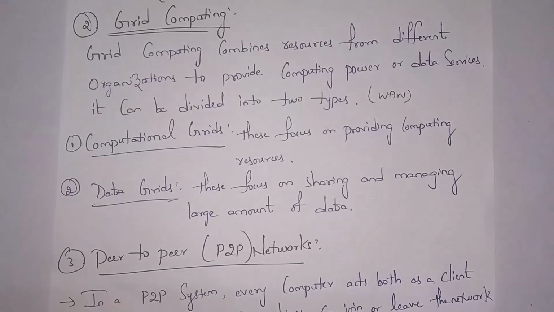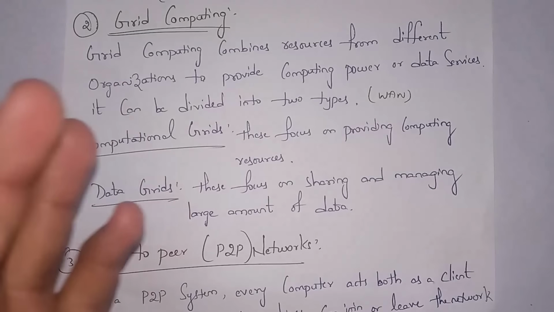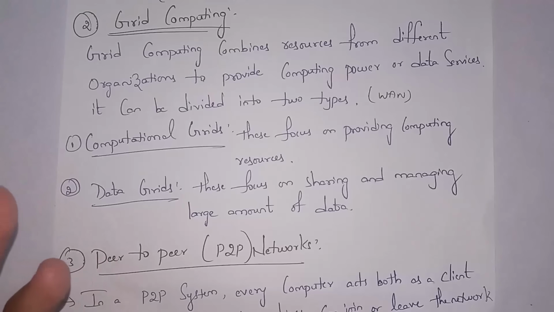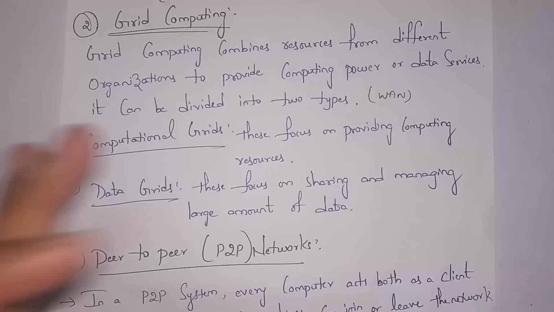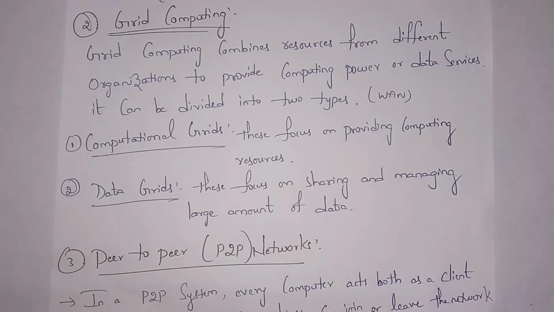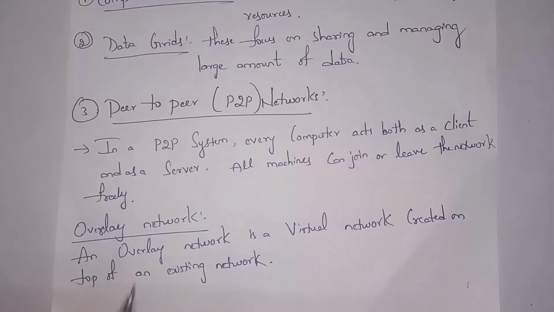The name itself says computational grid. Computers in different locations are connected to each other for computing purpose. That is nothing but in order to perform various tasks. Computers in various locations are connected to each other for sharing and managing data. This is data grid. And third distributed system model is peer-to-peer model.